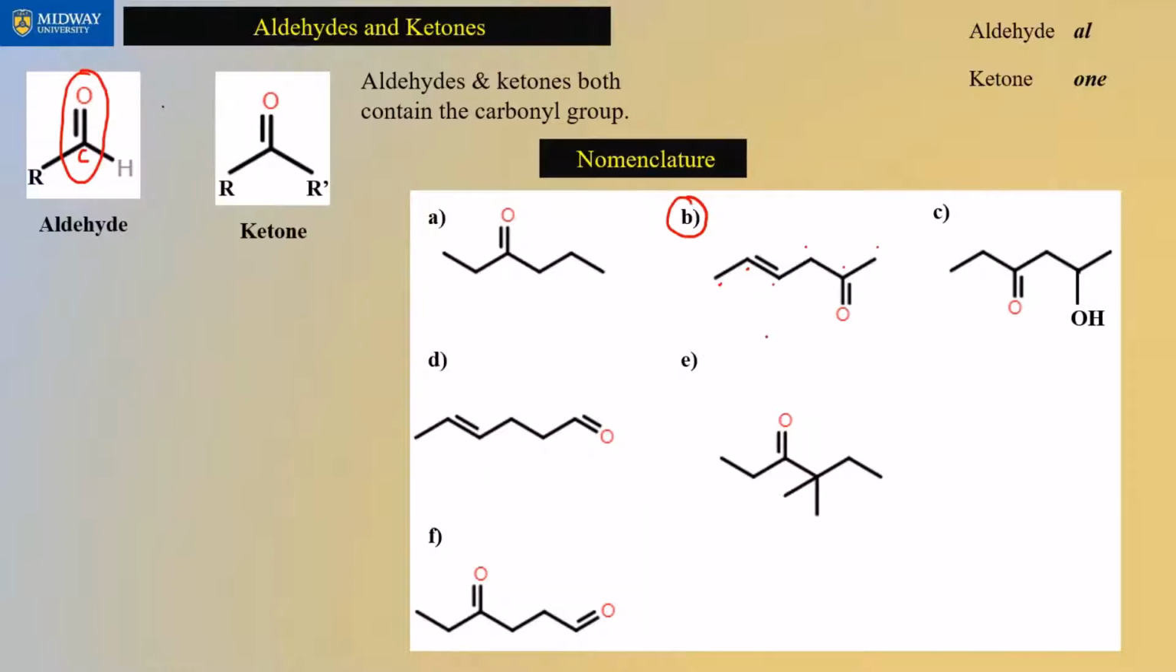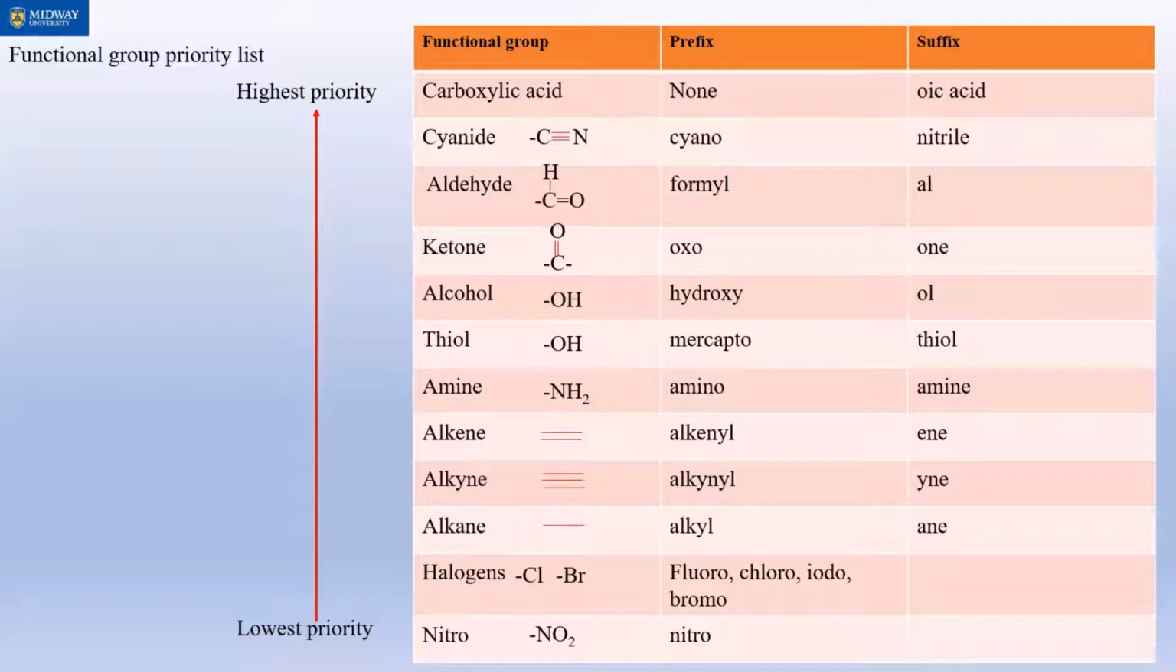Which side should we start numbering from? Well, the side that contains the highest priority group, provided that higher priority group is more towards the end of the chain, which means we start numbering from this side, because ketone is a higher priority group compared to a double bond. And you're wondering, well, where's that chart? Well, for your convenience, I have it right here. So you do not have to go back and run through your notes, but if you do have that chart from last time, good for you. If not, you are welcome to use this chart to solve the rest of the problems, right?